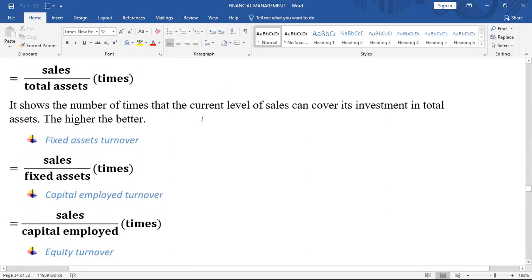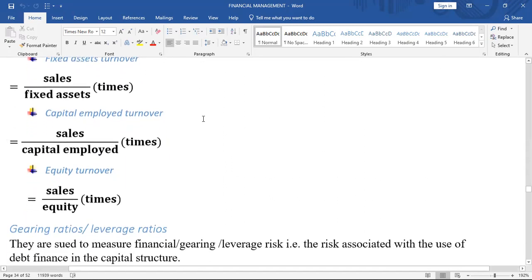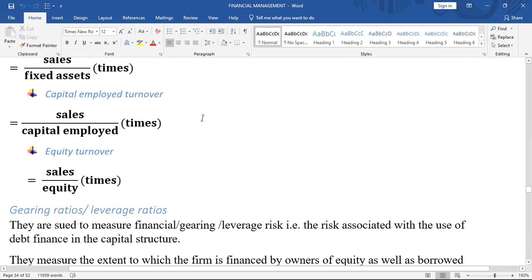For the fixed asset turnover, we take our sales and divide by the fixed assets, given in times. We have the capital employed turnover, where we take our sales and divide by the capital employed, also given in times. The other one is equity turnover. We take sales and divide by equity, again given in times.